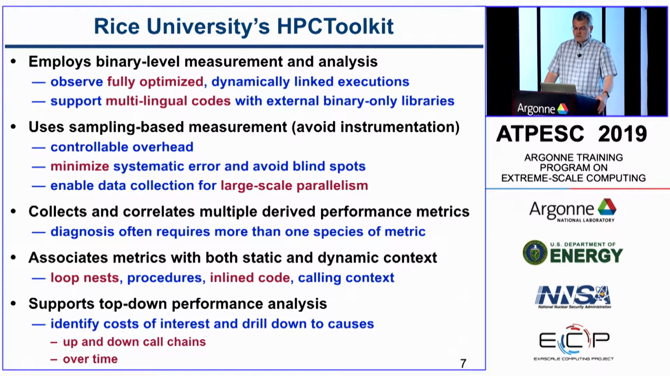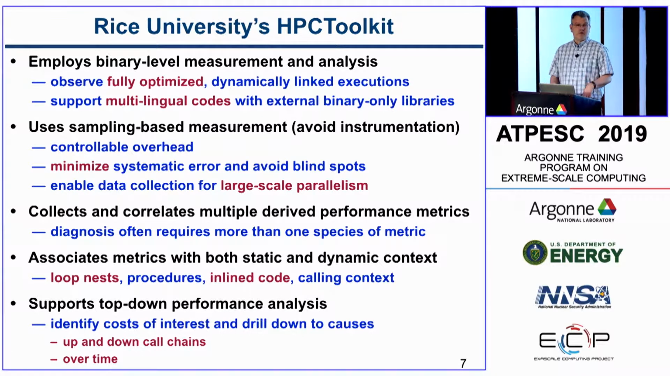So when collecting things with sampling as opposed to, say, tracing, we're going to end up collecting a compact representation of the measurement data. If we're tracing every routine that you enter and exit, you can end up with gigabytes of data very quickly. So we end up with compact profiles that facilitate measuring things with large-scale parallelism. And then HPC Toolkit will collect and correlate multiple performance metrics, and you can compute derived metrics by just specifying little spreadsheet-like equations, and I'll show you how that works.